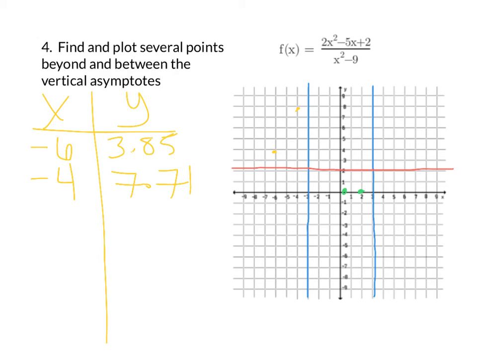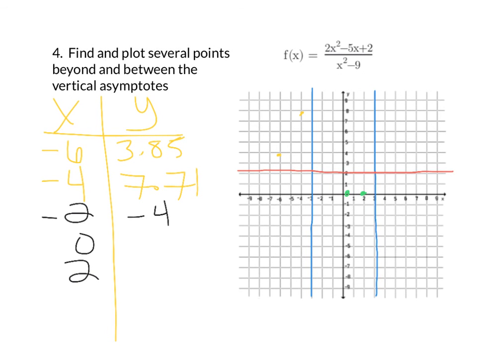Now, I also have an asymptote at the line x equals 3. So if I want to plug in some values in between them, I'm going to choose to plug in the values of -2, 0, and 2. When I plug in -2, I get an output of -4. When I plug in 0, I get an output of -0.22. And when I plug in 2, I get an output of 0. So now I'm going to take a moment and plot those points as well.